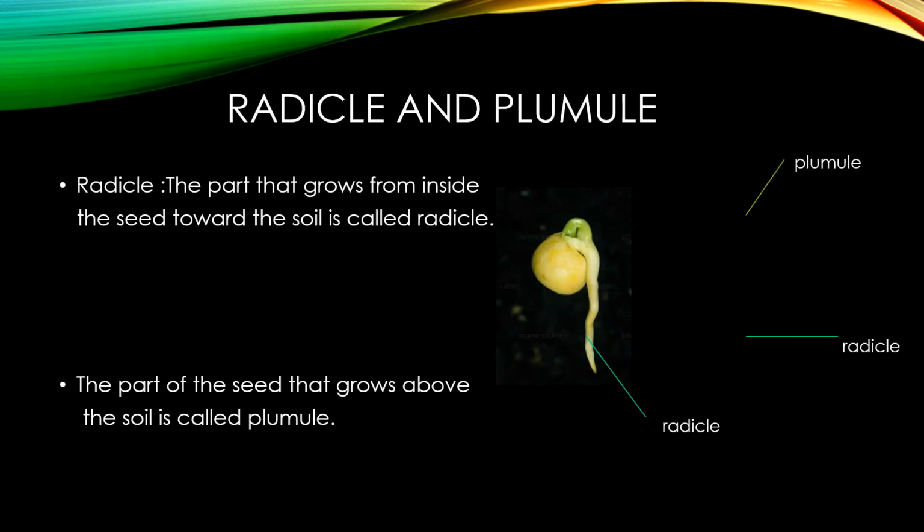After a few hours, we see a part growing above the soil. So the part of the seed that grows above the soil is called the plumule. So a seed, when it germinates, consists of two outgrowths. The outgrowth growing downward is known as the radicle, and the outgrowth growing up is known as the plumule.